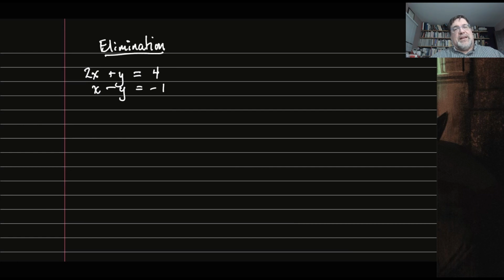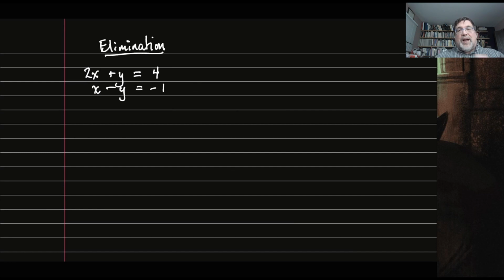Take a look at the two equations I've put up here. I have 2x plus y equals 4, and x minus y equals -1. Now, if I were to jump straight into doing this through substitution, I would solve one of these equations for x or y, probably the second one, because that would be one step. I could add y to both sides and boom, I've got x isolated, and then I could substitute it into the other equation and be on my merry way.